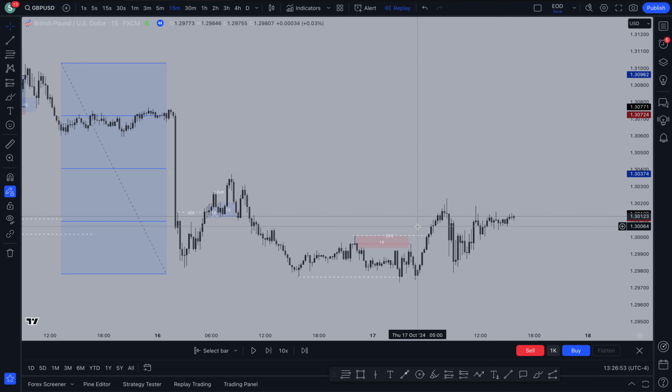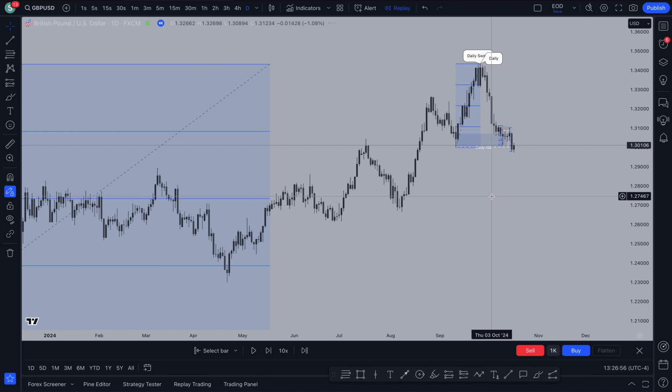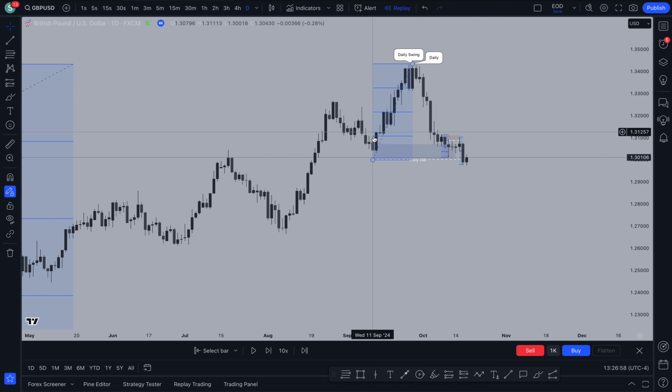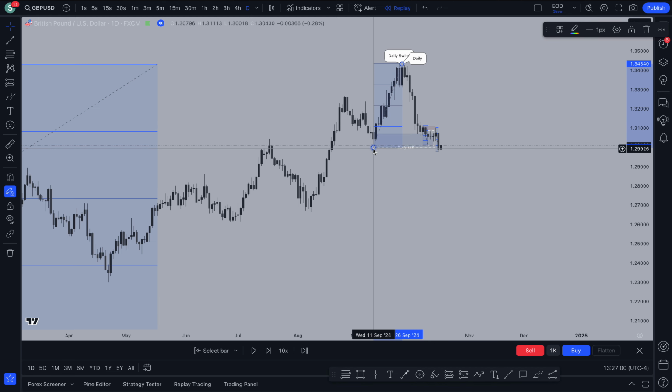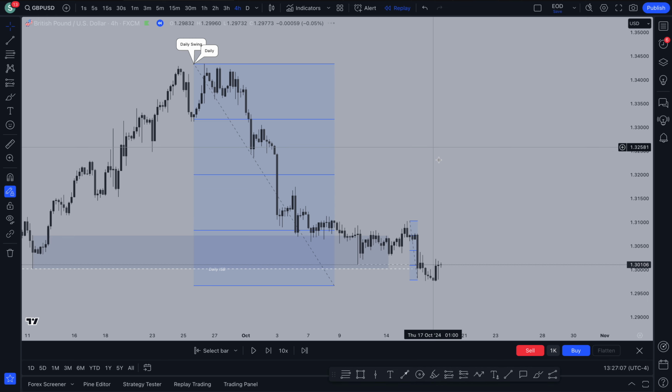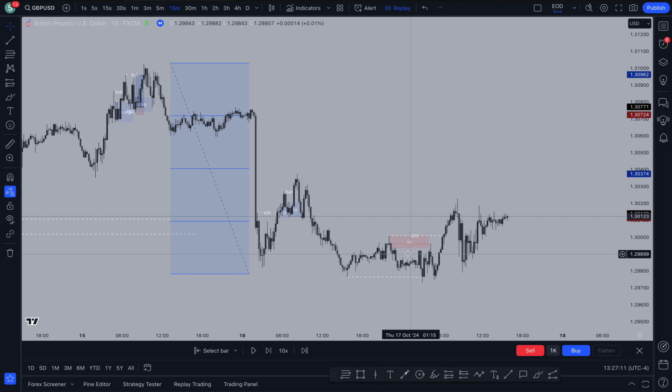Looking at GBPUSD first. So daily swing is bullish, daily internal leg is now bearish. We had an ISP towards the downside. 4-hour leg is bearish, 15-minute turned bullish throughout half the session.